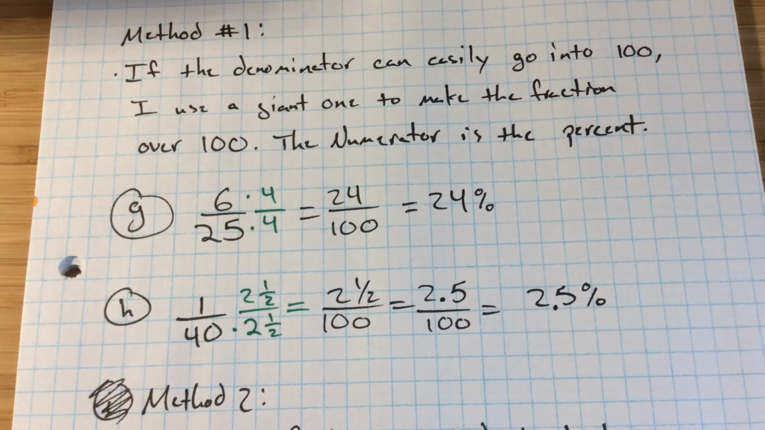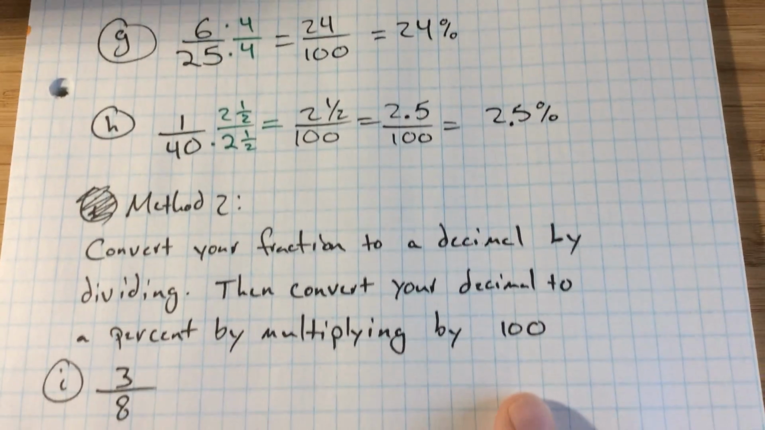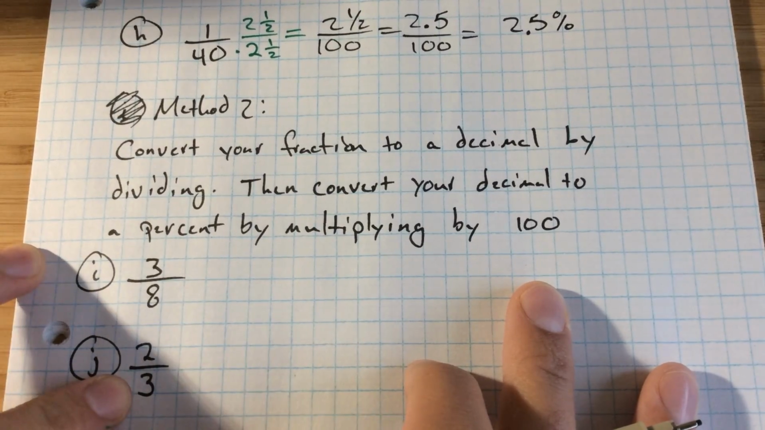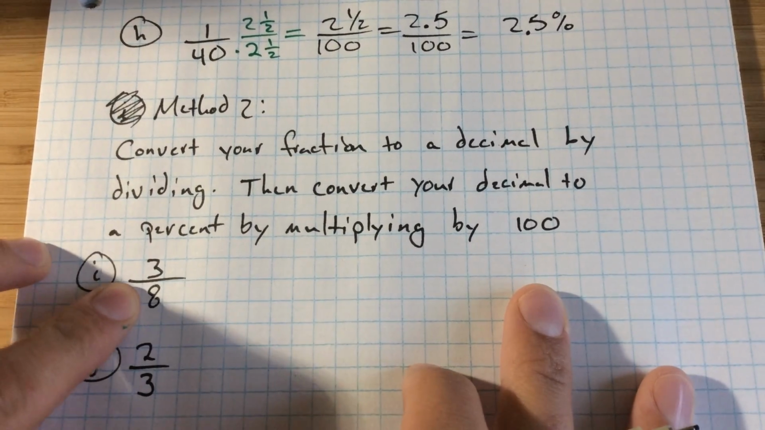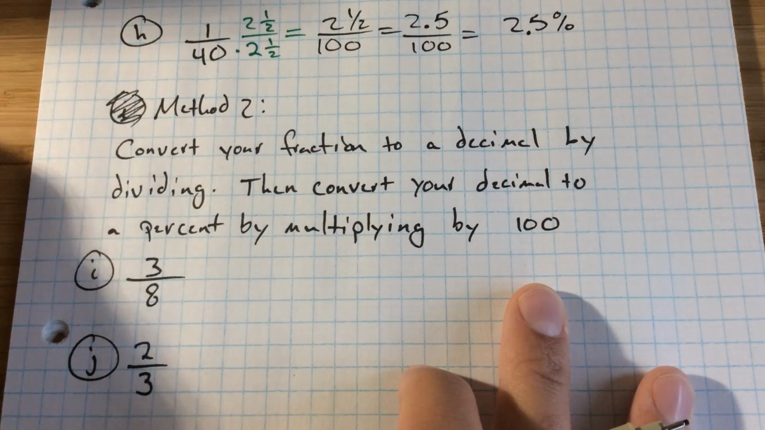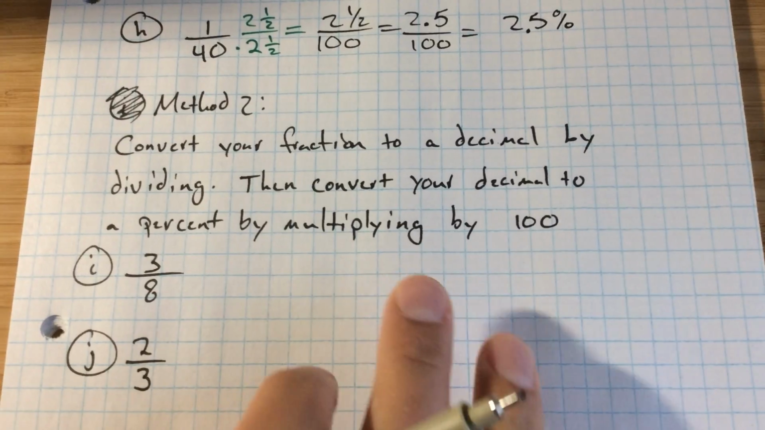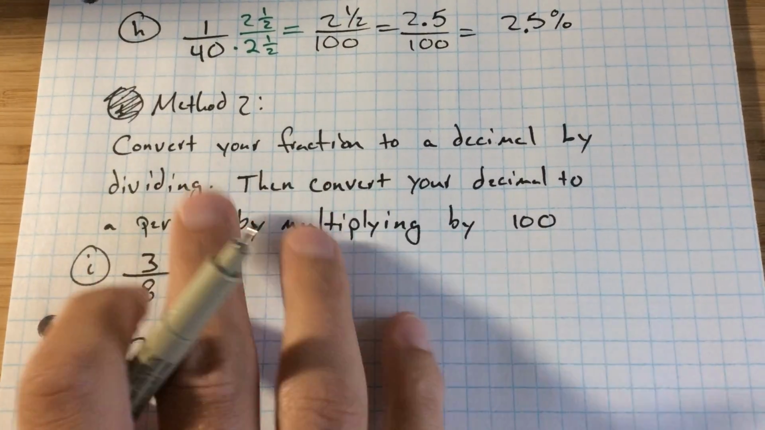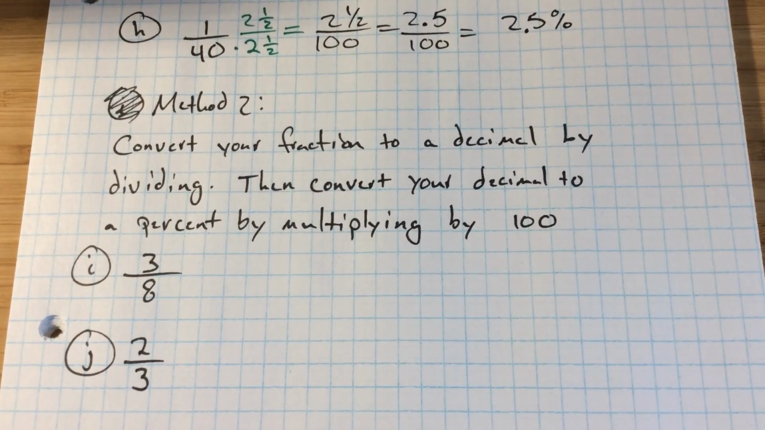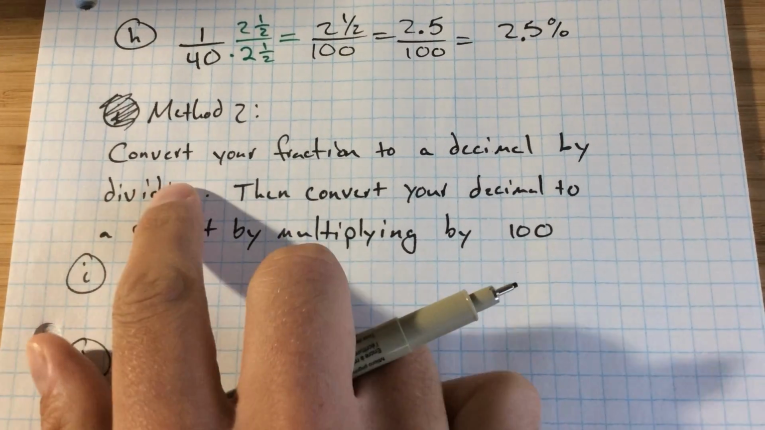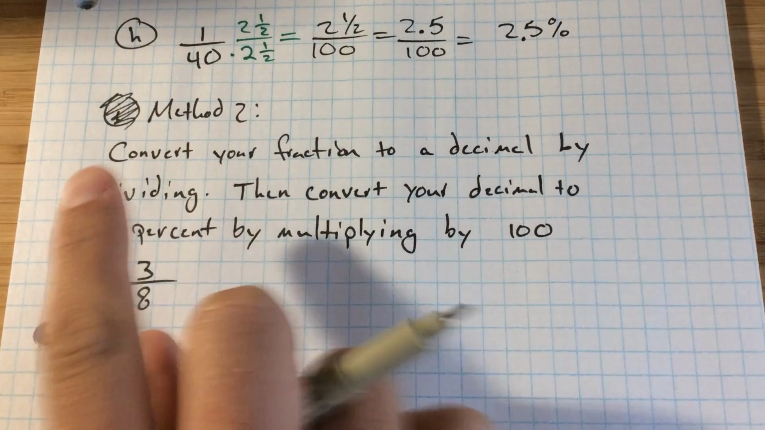All right. Now, that doesn't always work really easily, right? Because sometimes we have fractions where it's harder to make them into 100. Like 3, it's really hard to make 3 go into 100. 8, you actually can do it, but I wanted to show you one that you might not see right away. So, to convert this fraction to a percent, first we're going to convert your fraction to a decimal by dividing.